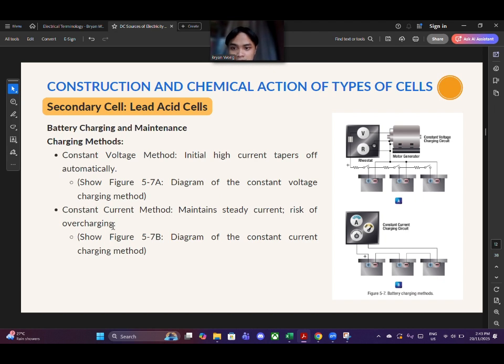Next, the constant current method. The constant current method maintains a steady current, but there is a risk of overcharging, as shown in figure 5-7b. This is the diagram of the constant current charging method. This is a diagram example for a constant voltage charging circuit.